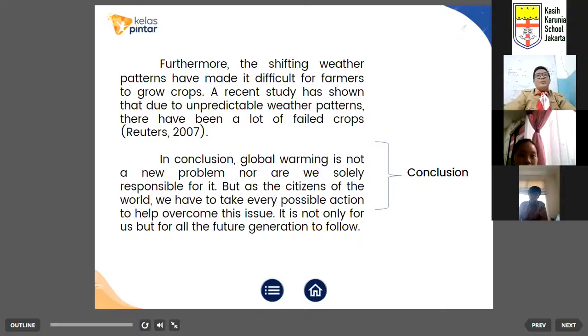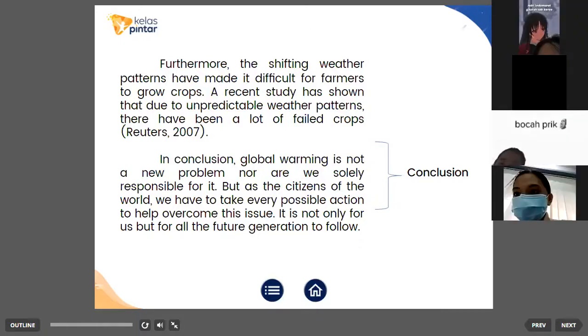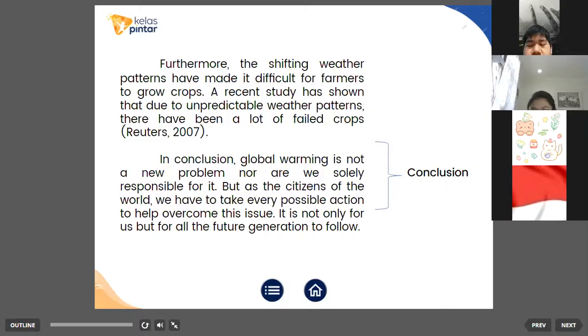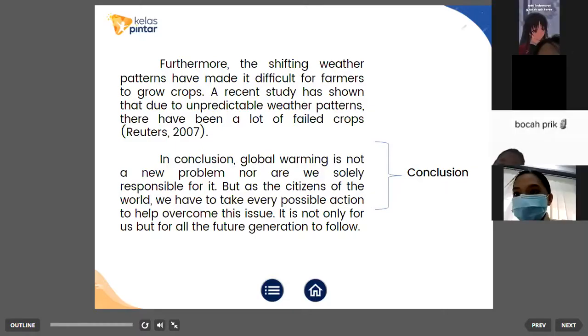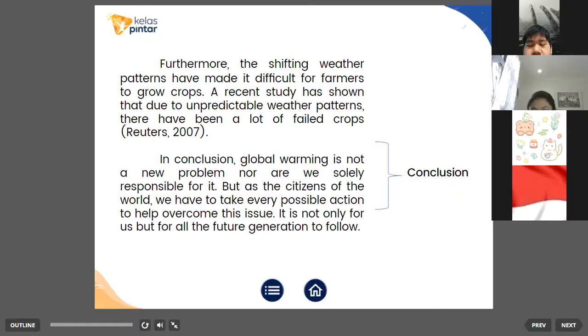Thank you. And then the last paragraph will be read by Natania. Nat, please read the last paragraph.